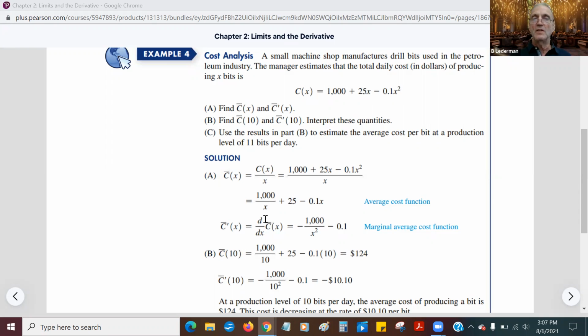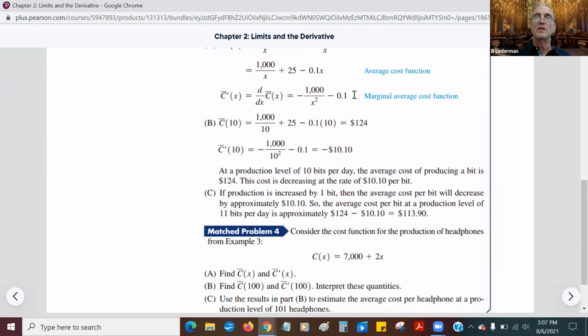C bar of 10: now just plug 10 into this formula, this equation that we got. You get 124. C bar prime of 10 is negative 10.10. So at the production level of 10 bits per day, the average cost of producing a bit is $124. This cost is decreasing at a rate of $10.10 per bit.